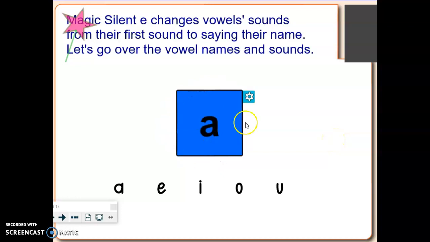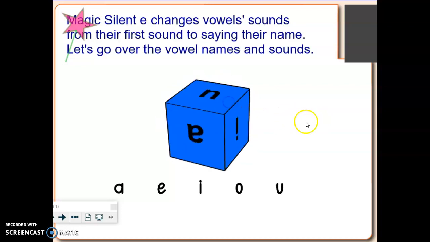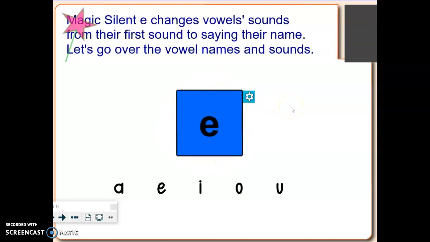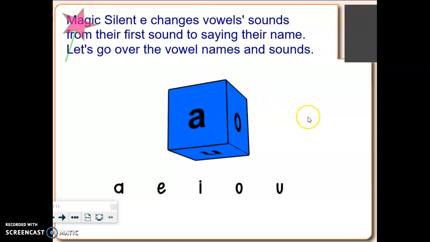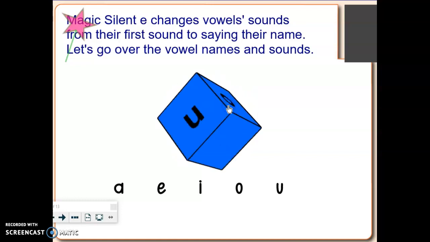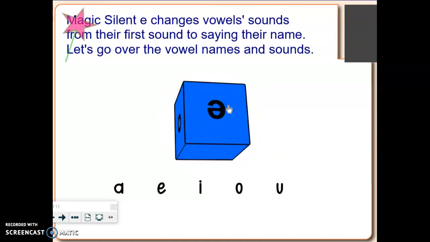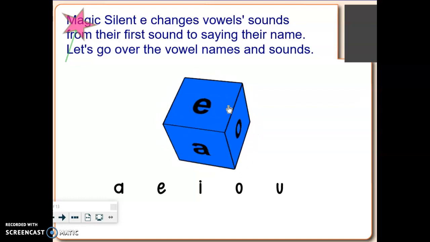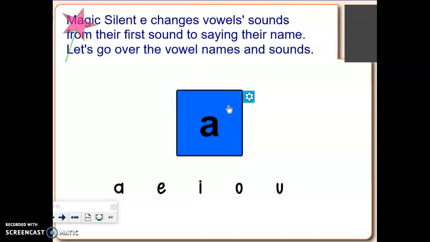A says ah. O says ah. A says ah. E says eh. O says ah. A says ah. E says eh. A says ah. Let's roll it one more time.